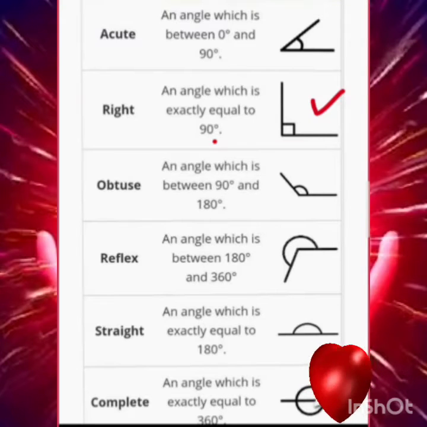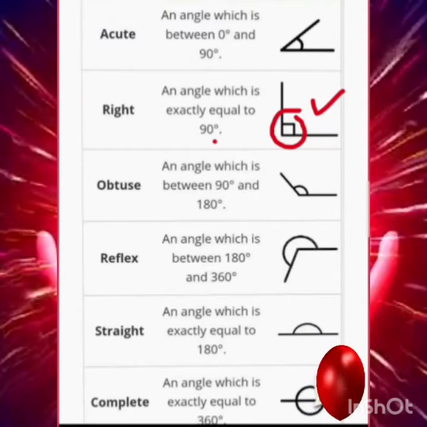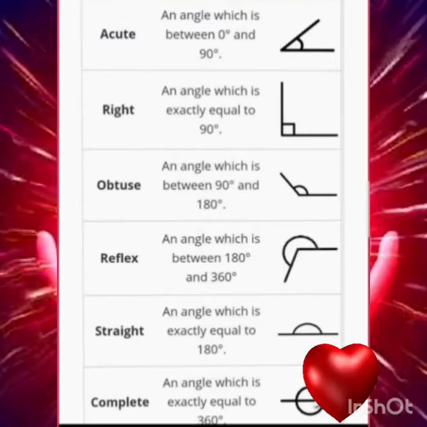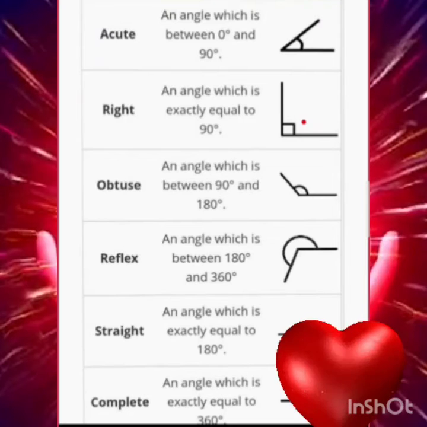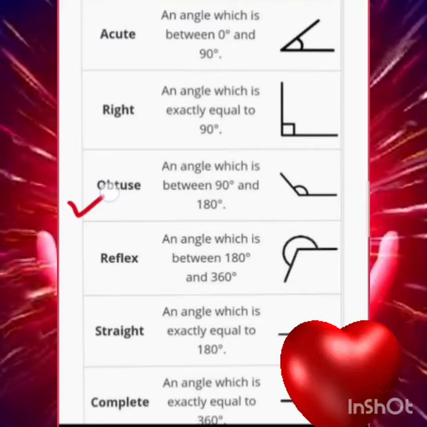Whenever you find this symbol on the given figure, then you can consider it as a 90 degree right angle. Though the angle measurement is not mentioned, this symbol itself indicates that this is perpendicular to this, that's why they are forming 90 degree. Let's go with the obtuse angle.